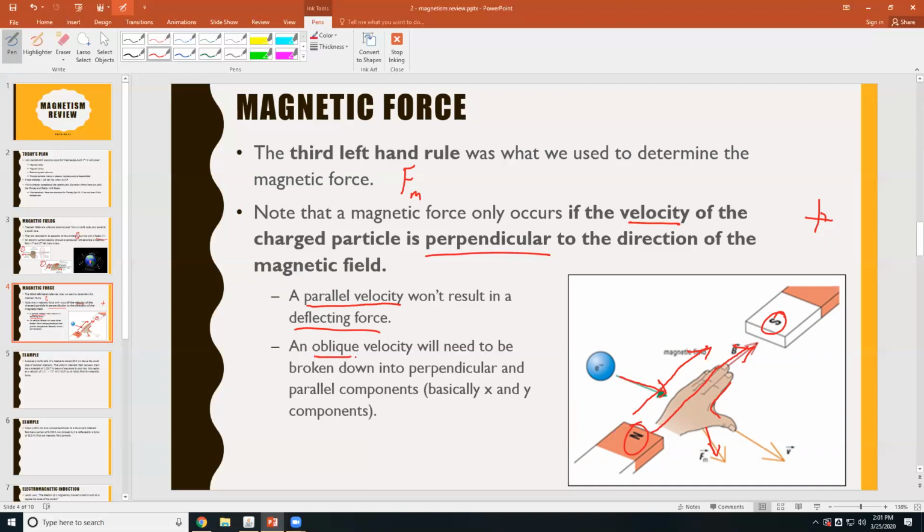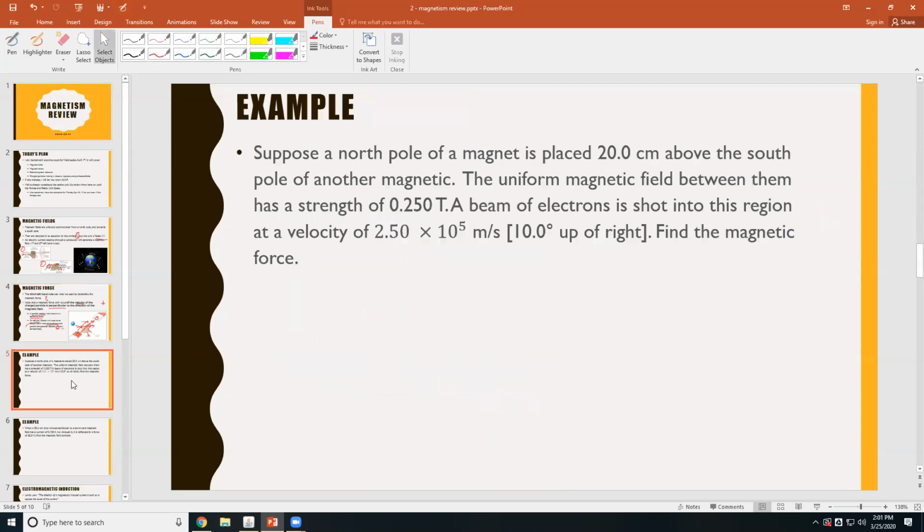If you have an oblique velocity, or in other words, where I'm from, we call that diagonal, right? An oblique velocity, so at an angle, only the perpendicular component is going to count towards the magnetic force. So when you have a problem like that, you have to break it down to a perpendicular and a parallel component, or in other words, an x and a y component. And your x component, at least in a drawing like this, would represent your perpendicular velocity. We'll do an example like that in a question. That might be a lot to absorb right now. Let's just get to an example here.